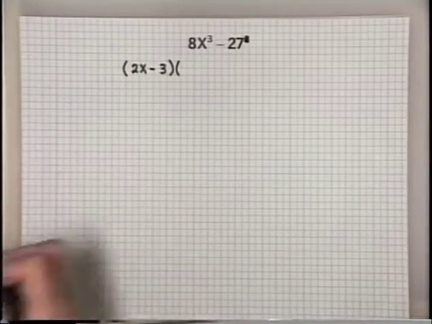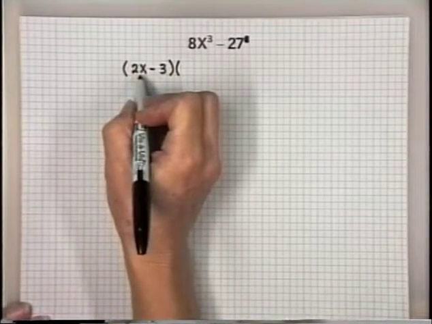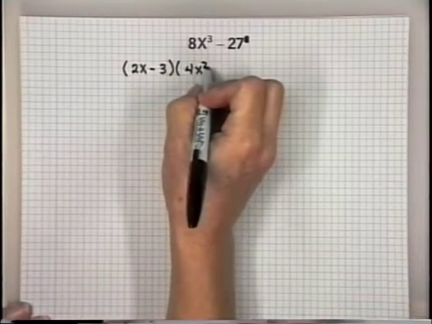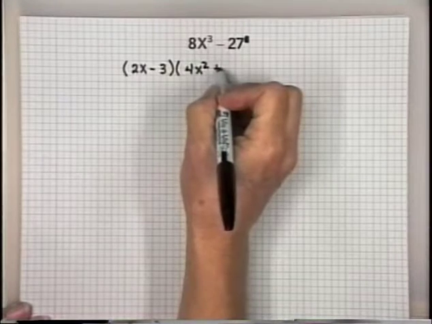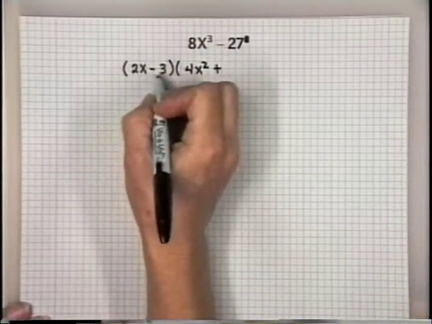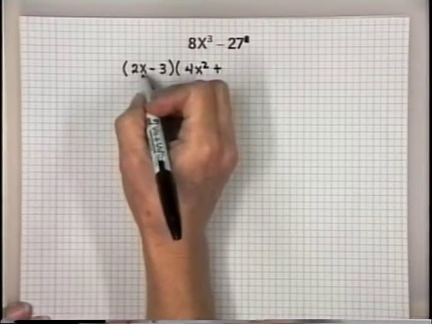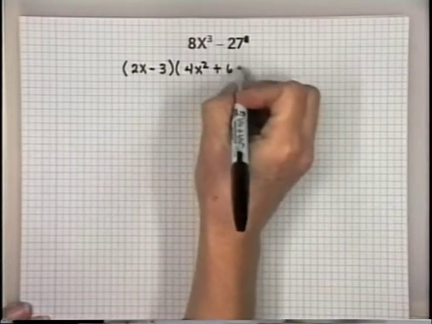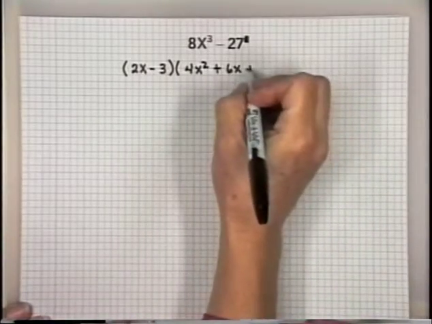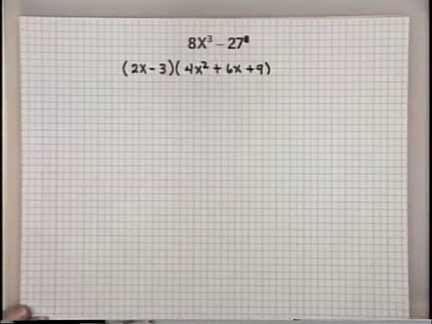For my second factor, I will square this first term right here. If I square 2x, I have 4x squared. And then remember, this sign is always the opposite of the sign in my first factor. Multiplying these two terms together and ignoring the sign, 3 times 2x gives me a 6x for this middle term here. And then if I square 3, I get a plus 9. My factors are 2x minus 3 and 4x squared plus 6x plus 9.